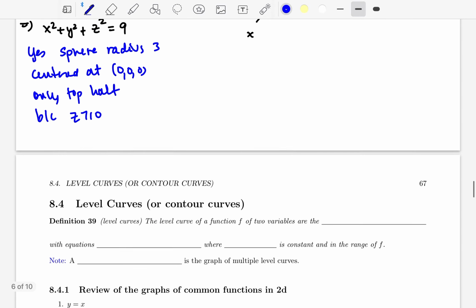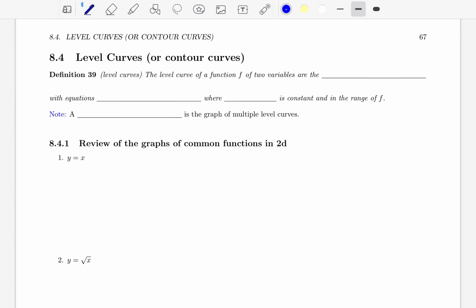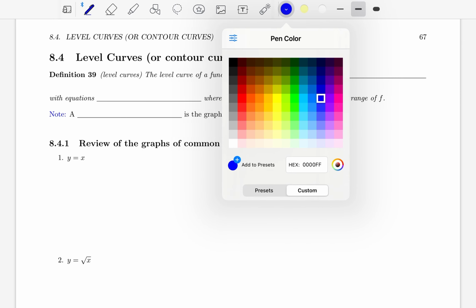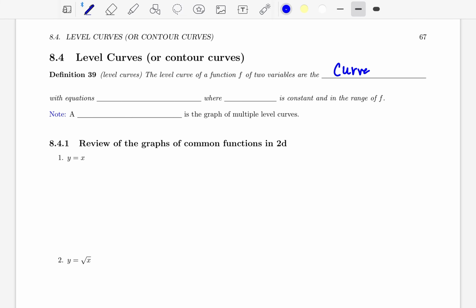What else do we have here? Level curves. Okay. So level curves are interesting because they are now curves. So I'm back to one dimension. These are curves with equations f of x, y equals k, where k is a constant in the range of f. Now, real quick little note, a contour plot is the graph of multiple level curves.